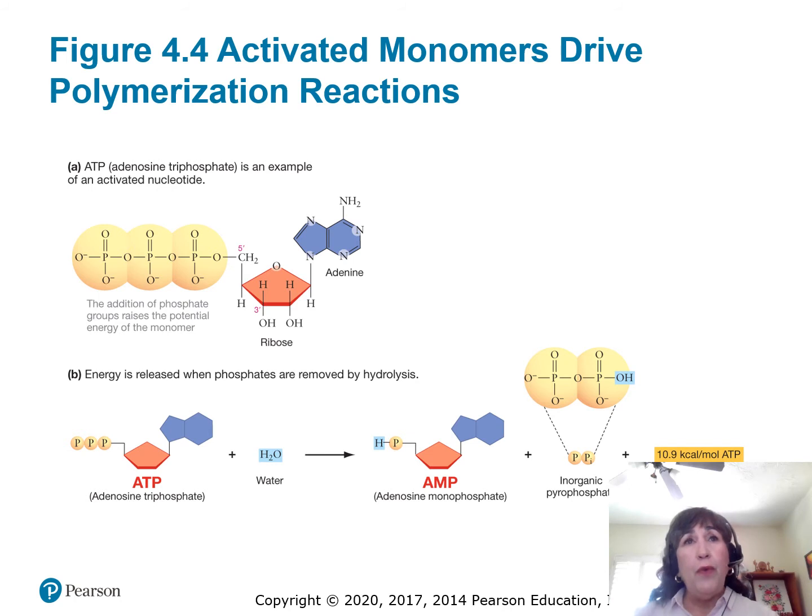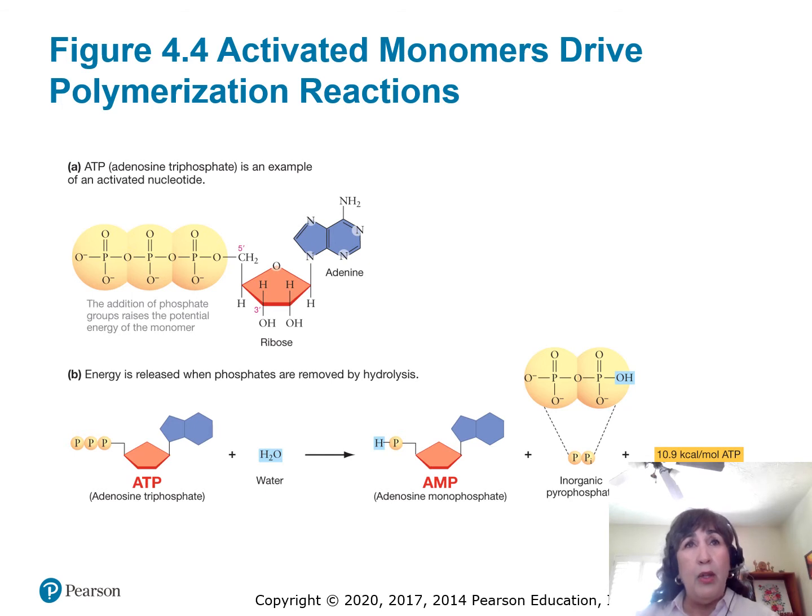In this figure 4.4, you can see an activated nucleotide. It is ATP. What makes it activated is the triphosphate tail. So why does the triphosphate tail have so much energy? If you take a closer look at the triphosphate tail, you'll notice that there's 4 oxygens and they all have a negative charge. But you know from chapter 2 that negative charges repulse each other.